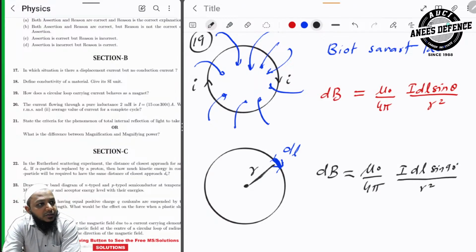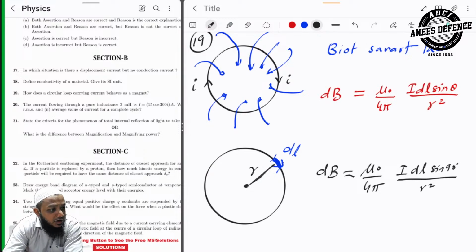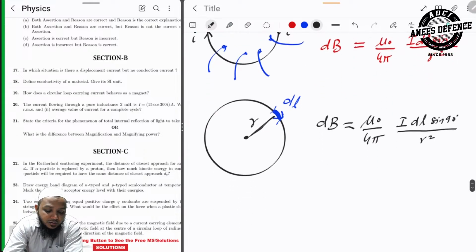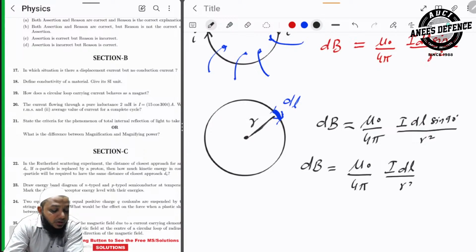Why have I written sine 90? Because what is theta in sine theta? Theta is the angle between the length vector and the radius vector. Now see, what is the length vector? It is directed along the tangent, and the radius vector is the radius. And we know using geometry that the tangent is always perpendicular to the radius. Tangent and radii are perpendicular everywhere. So therefore, I will put 90 degree. Okay? So therefore, dB becomes mu naught upon 4 pi I into dl upon r square.